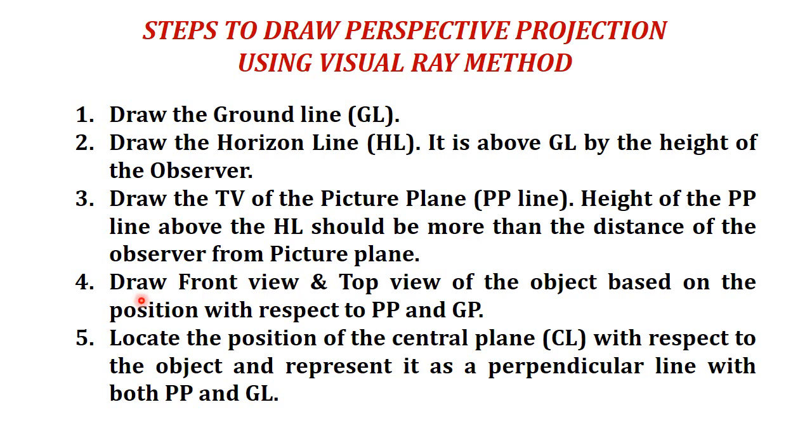Okay. Next step, draw the front view and top view of the object based on the object's position with respect to PP and GP. Then locate the position of the central plane with respect to the object and represent it as a perpendicular line to both the PP line and the ground line.